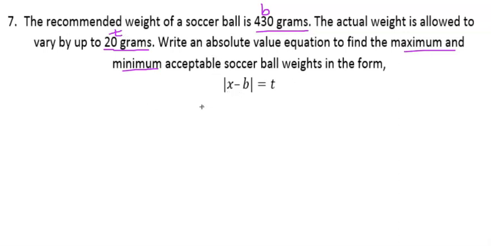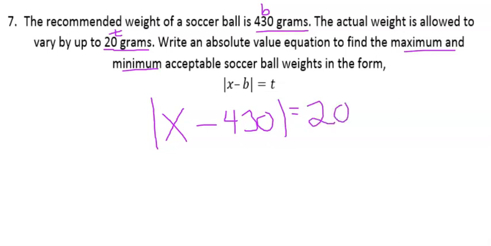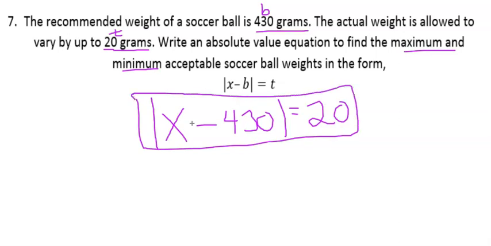So the equation would now be absolute value of x minus 430 equals 20. And to solve for the acceptable weights, you would just solve your two equations. Basically what happens is that you add 430 plus 20, or you subtract 430 minus 20 to get your two max and min acceptable soccer ball weights.